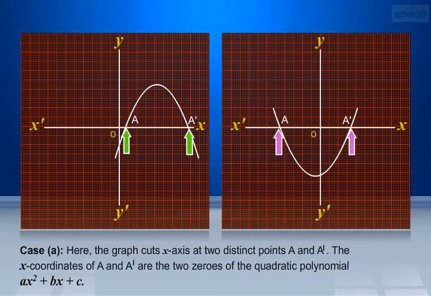Let's see case A. Here, the graph cuts the x-axis at two distinct points A and A dash. The x-coordinates of A and A dash are the two zeros of the quadratic polynomial ax square plus bx plus c. Here, arrow indicates that in graph, the curve cuts the x-axis at A and A dash.